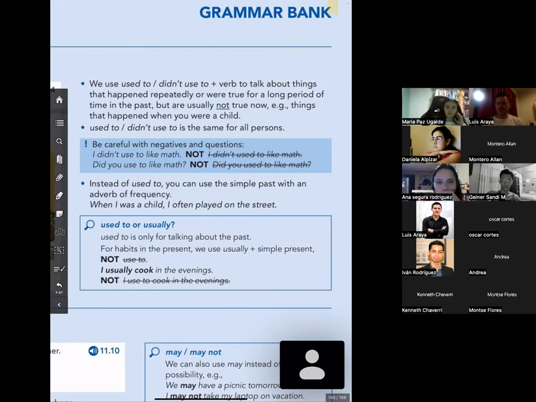And for example, okay, let's see. Maripaz, you're in university already, right? Sorry? You are studying at university level. Yes. Okay, just a quick one. Can you tell me something that you used to do when you were in high school? When you were in high school. Something that you used to do. Okay. Eating.